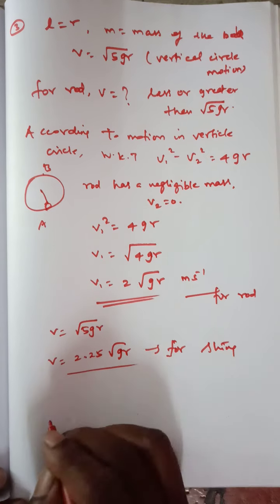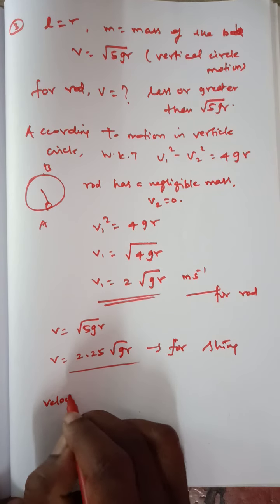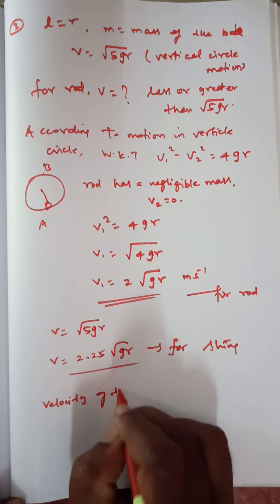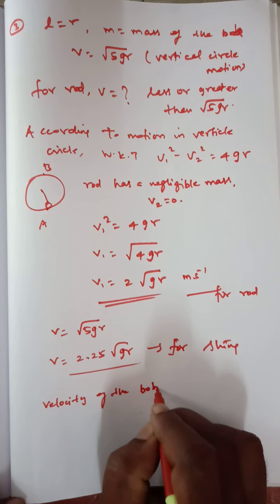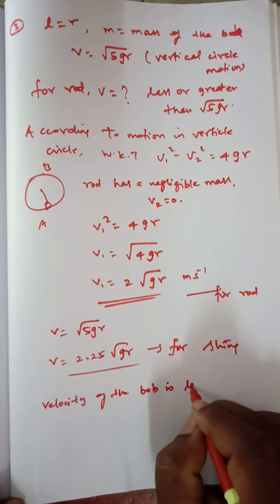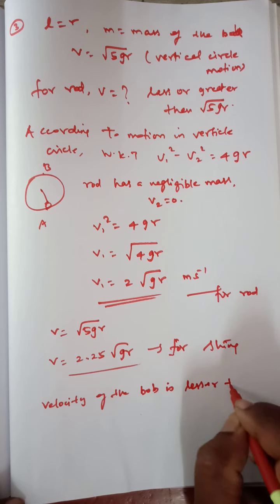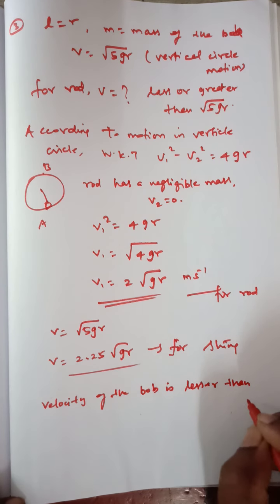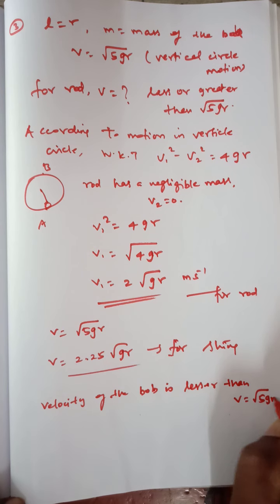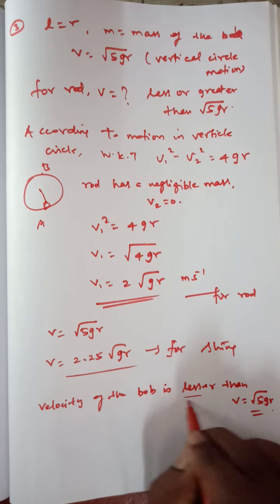So we will write, velocity of the bob is lesser than, then that is v equal to root of 5gr. Okay, this is the answer.